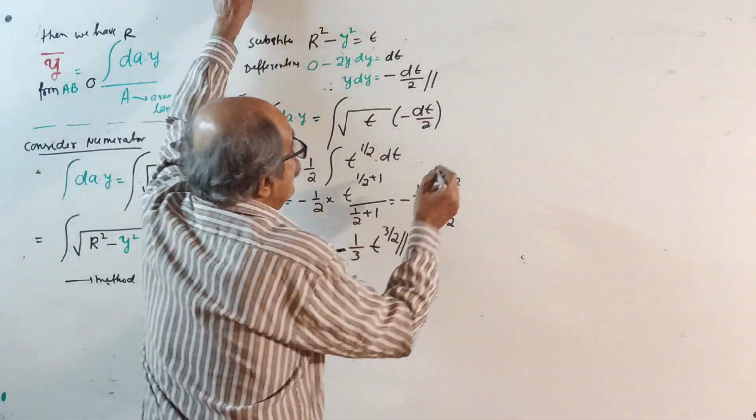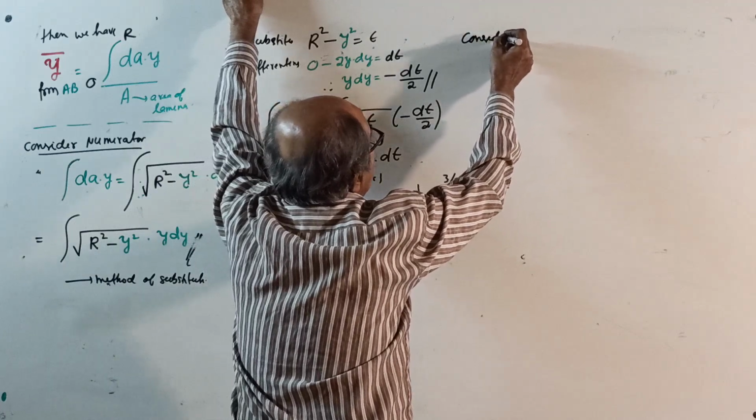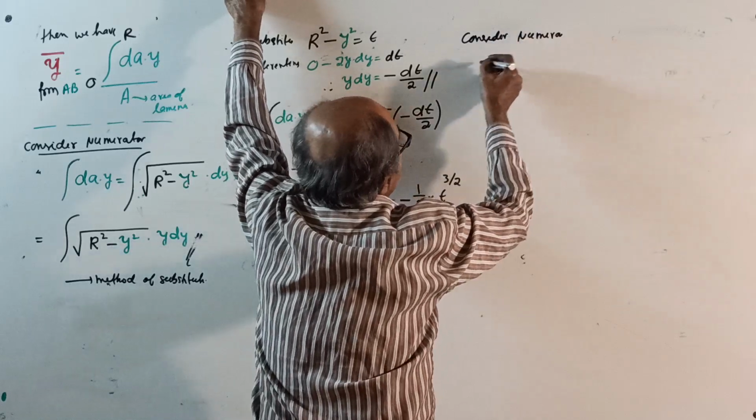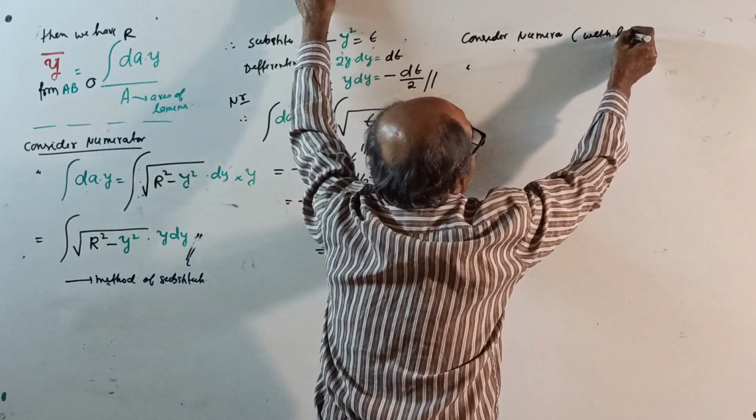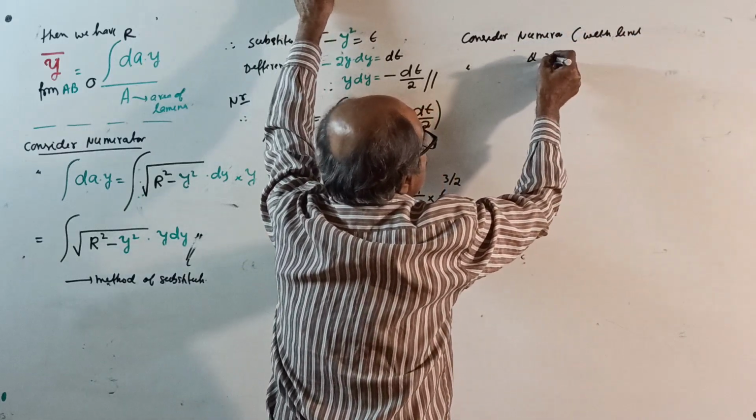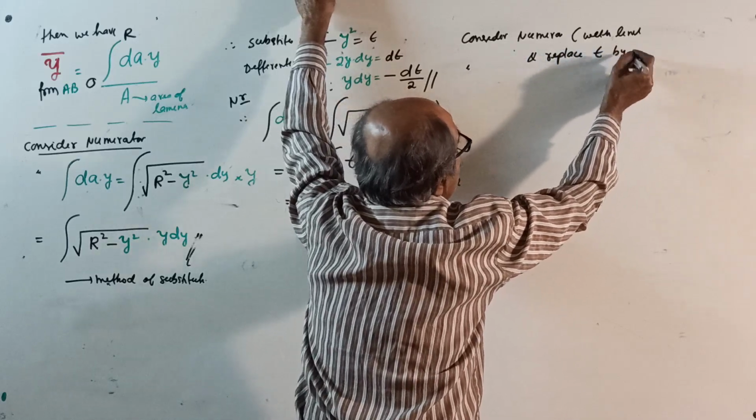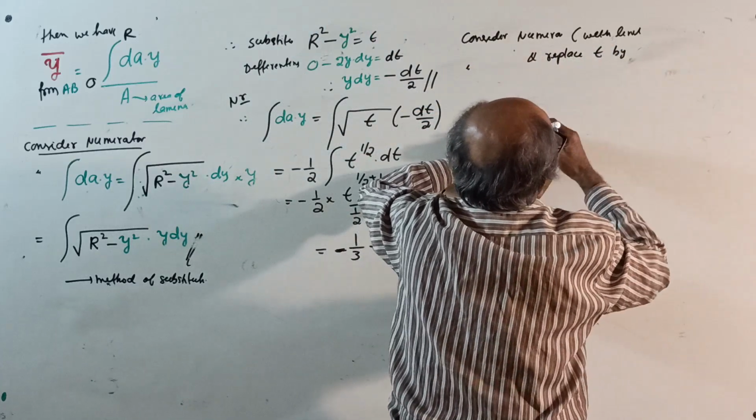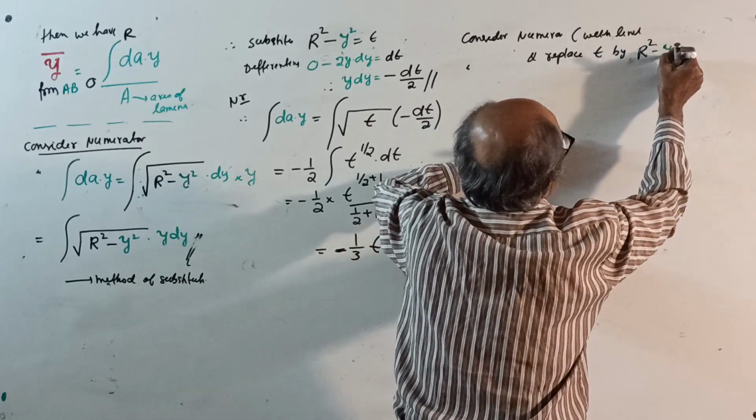Okay, now consider the numerator once again. Consider the numerator with the limit, and replace t by root of r square minus y square. Replace it.